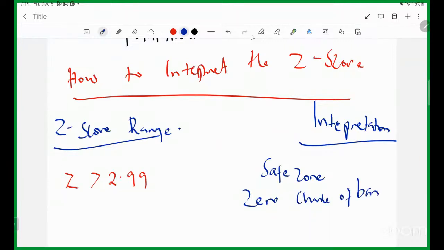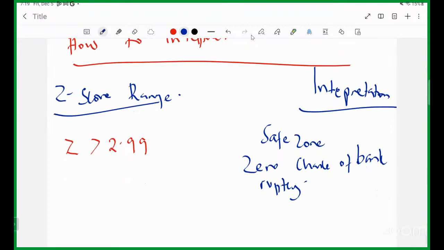Remember, who uses this? Banks, when they are scoring you. They want to give you what? Money. Or investors, if they want to know whether you will be bankrupt or not. So if your Z is greater than 2.99, you are in a safe zone. That company is good, they can invest in it. There are zero chances of them going bankrupt.